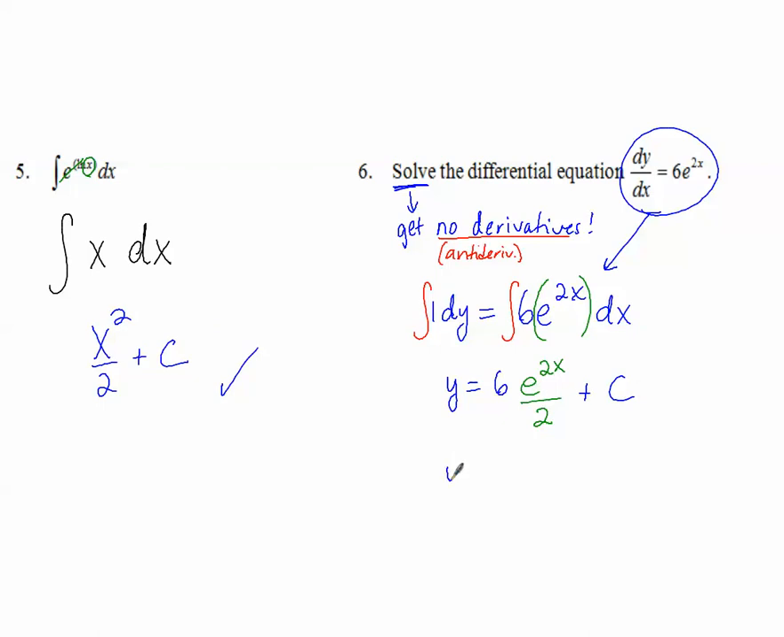You can clean it up a little bit, so I'd recommend doing that. 6 can divide by 2 to get 3, 3e to the 2x plus c. Did you have some fun with me? I hope you did.